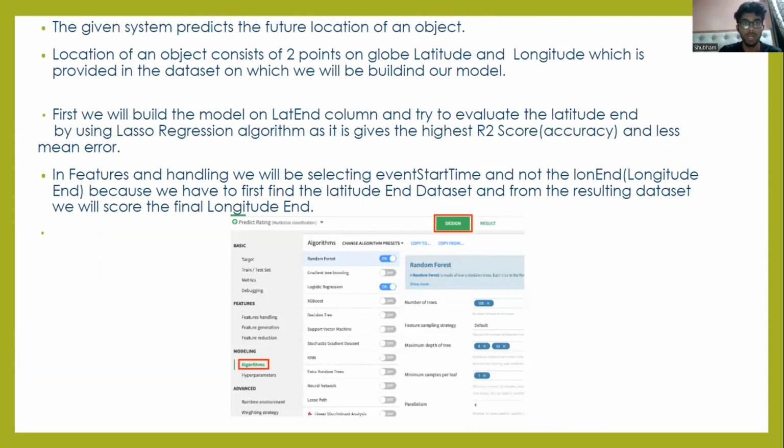First, we will build the model on the latitude column and try to evaluate the latitude by using the Lasso-Lars regression algorithm, as it gives the highest R2 score and less mean error. In features handling, we will be selecting event start time and not the longitude end, because we have to first find the latitude end in the dataset. From the resulting dataset, we will score the final longitude end.